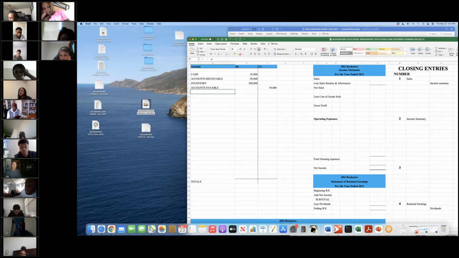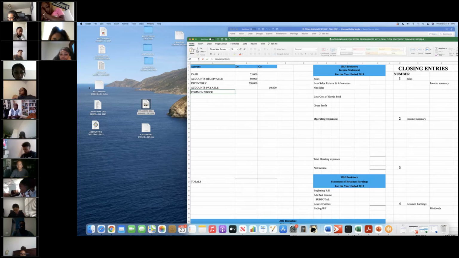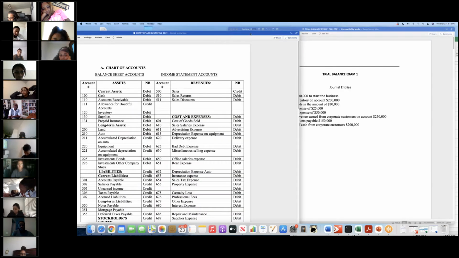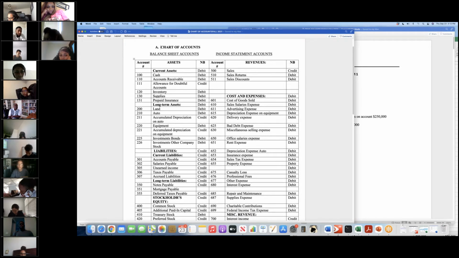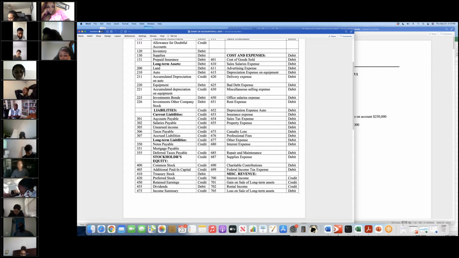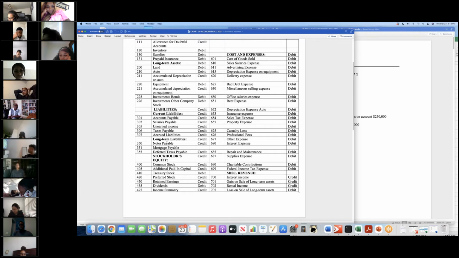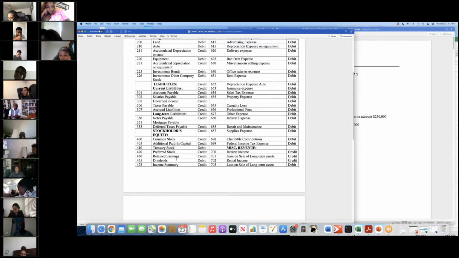Common stock. I think we don't have common stock. We didn't skip common stock, we just get into it in due course. I thought common stock was before accounts payable. Well, let's look at it and see here. Your chart of accounts: current assets, long-term assets, liabilities current, long-term, then stockholders' equity. You're right. So this is what we're following.